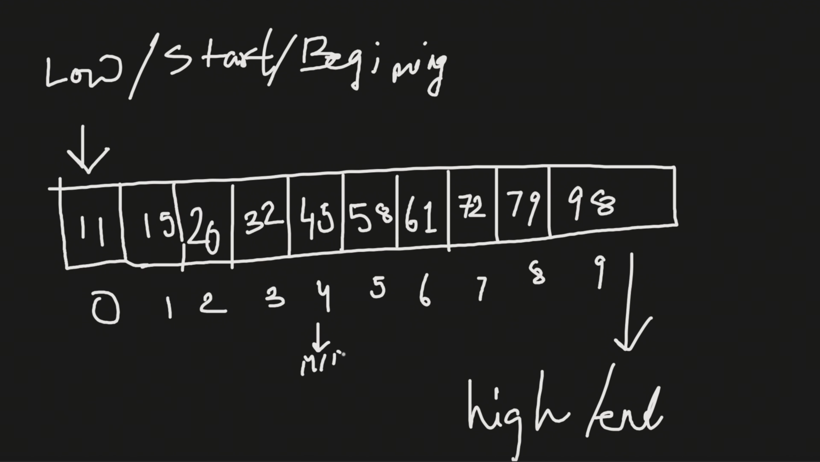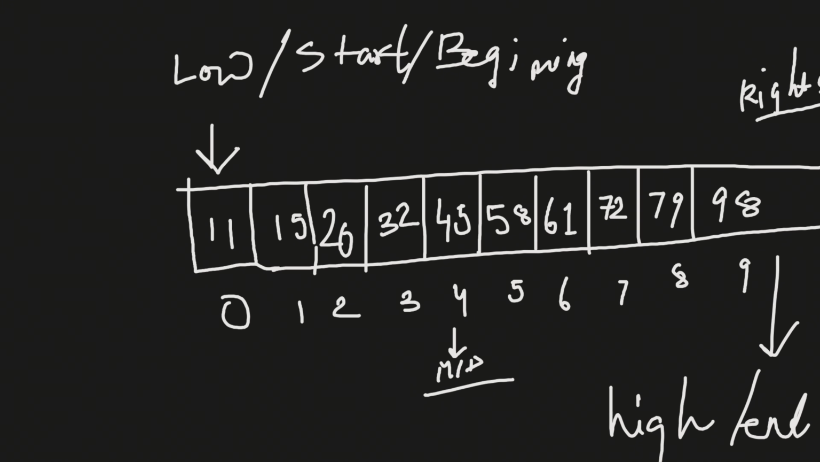Now let's suppose we have to search for element 72. One more thing in binary search: if we have to search for an element greater than the mid, then we will be doing it on the right side, if the value is greater. But if the value is on the lower side of the mid, then it will be on the left hand side.